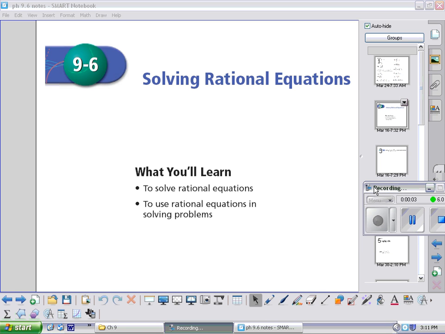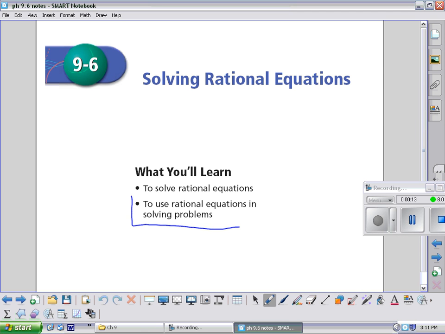Hope everybody's having a wonderful day. We're going to solve rational equations today as opposed to just expressions. We'll do that in a couple of settings, and where we want to get to is where we can use this idea of rational equations in problem solving. That's kind of a powerful application of this. You'll use that quite a bit.